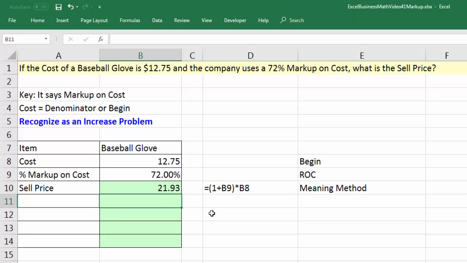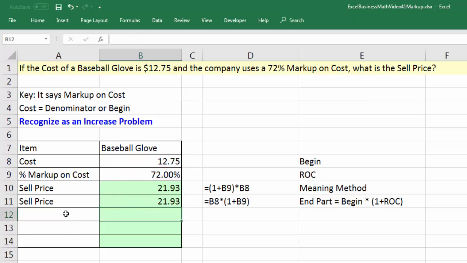That's the meaning method. But guess what? If we didn't remember that, we would just look up the formula. N part equals begin times 1 plus ROC. Now, we are using the proper term in this context, percentage markup on cost. But remember, we're going up, up, up, up, up. So that really is our rate of change. Now, this is the same formula we just did. We took, hey, there's the cost times in parentheses 1 plus our rate of change.